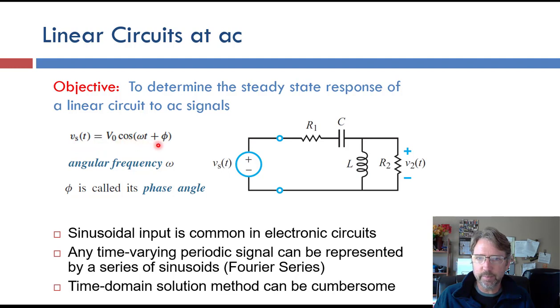So cosine omega t plus phi has a frequency omega in radians per second. Phi here is the phase angle. And it's important to realize we're throwing out the transient response. So if we turned this sine wave on, there would be a transient where everything comes to steady state. But in the end, all of the responses are going to be some form of sine wave themselves. And so we're looking at the steady state version where the transient, the homogeneous solution to the differential equation, has decayed away to zero.